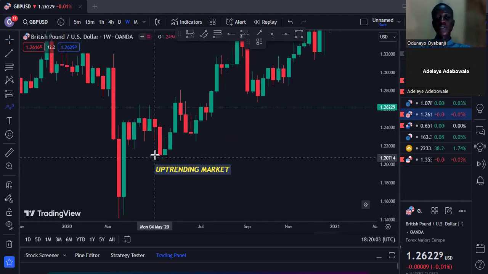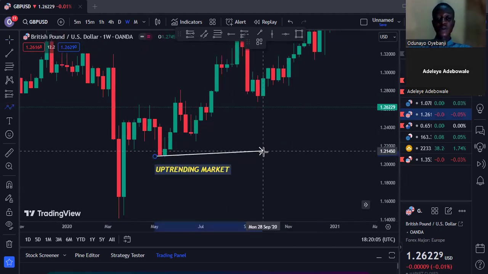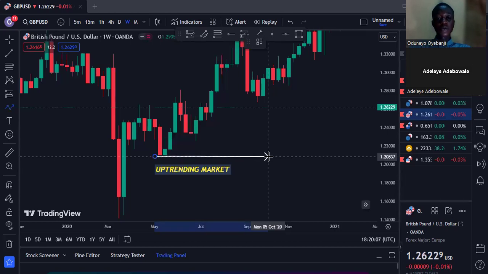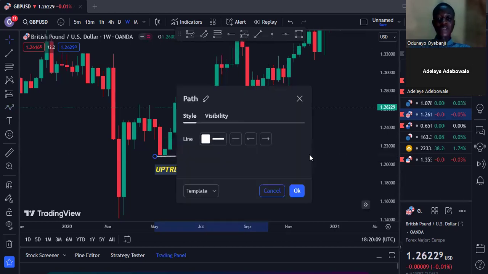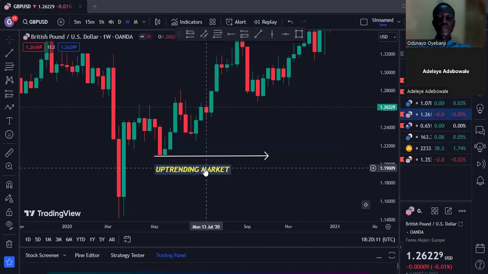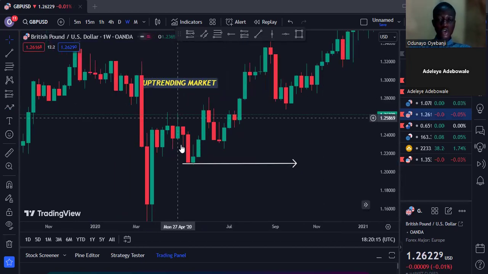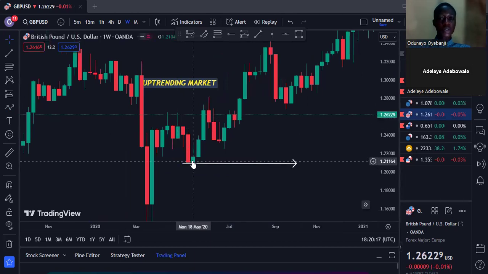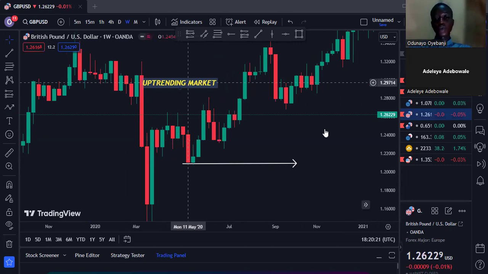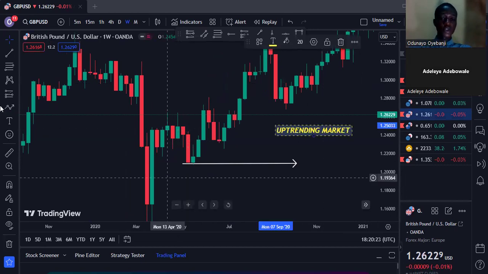So starting from this point, for the sake of illustration, this is our low, right? So we said we should be using support and resistance consistently. Now, when the market was trying to come down, it found what? Support. Good. So it found support.